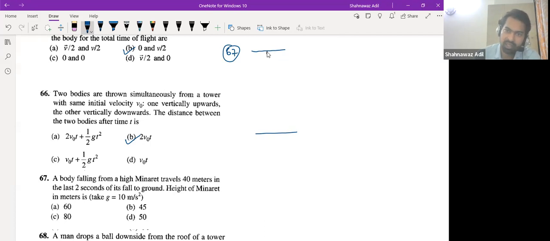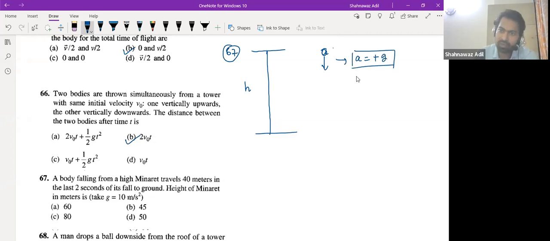So let's say the height of the minaret is h. And the body is falling down. The object is falling down, right? So a would be plus. Good, absolutely right. So this we know, and u is 0, right? So what would be the s or h? What would be this? H.